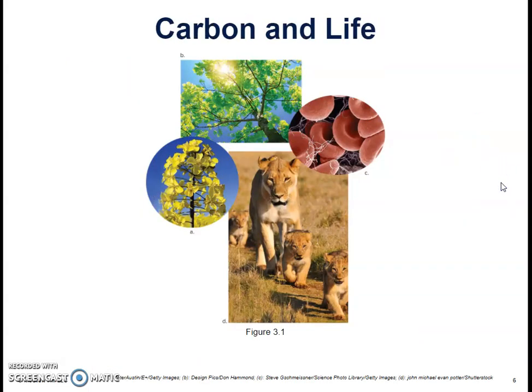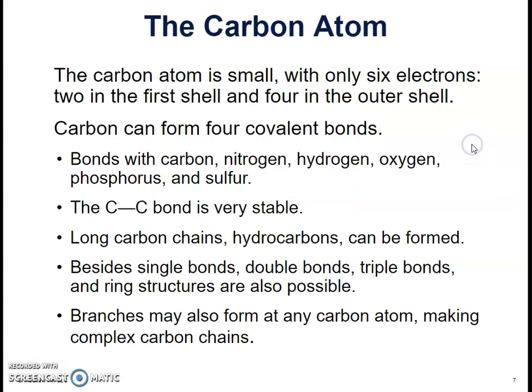So all living things have carbon in them. It is a defining characteristic. Every living thing has carbon and hydrogen atoms in its molecules. The carbon atom is a very unique atom. It has 6 electrons, and it wants to have a full outer shell, like all atoms do.